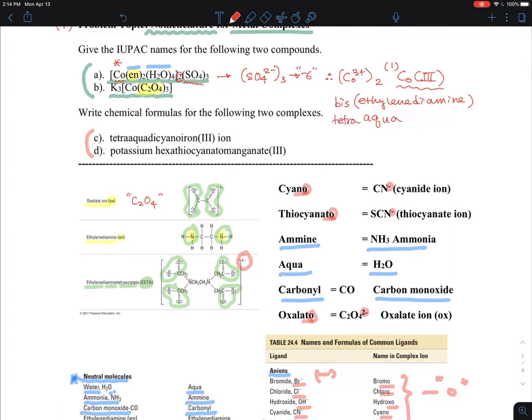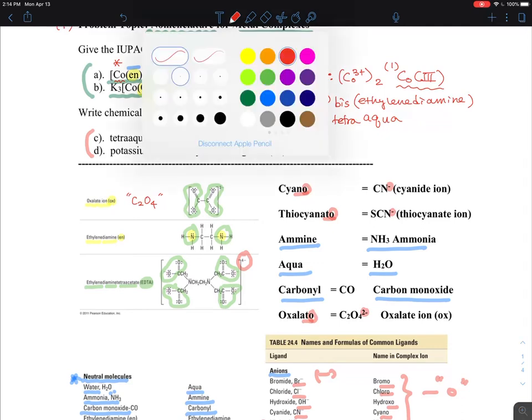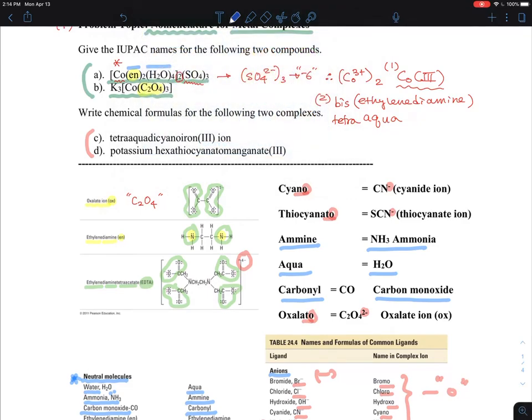Okay, tetra aqua plus, bis ethylene diamine plus, tetra aqua. Okay, those are the 2. And then what you're looking for is, I want to look at something in alphabetical order. So this tetra and bis doesn't count in the alphabetical priority. So aqua comes first, and then the ethylenediamine comes next. And then you're going to put a cobalt.